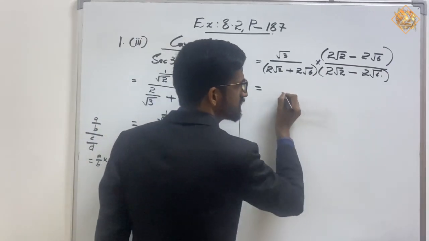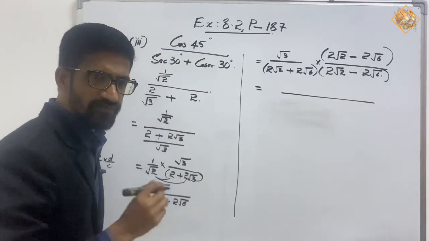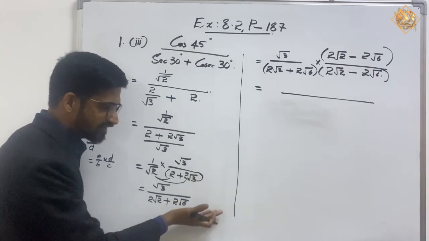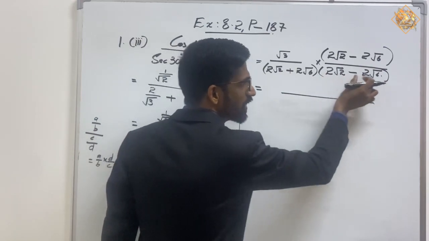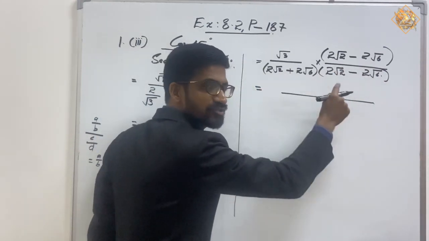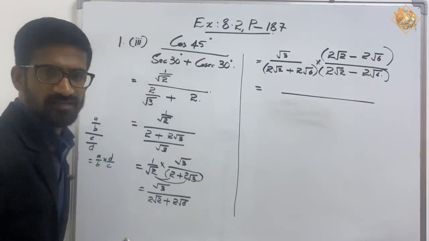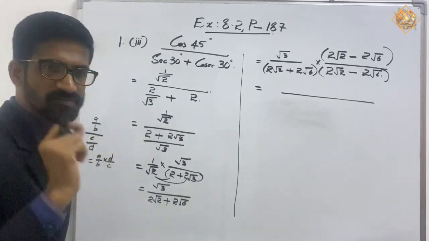Always the denominator we will get of the form a square minus b square. Whenever we take the conjugate of the denominator and multiply and divide, the denominator will be of the form a plus b into a minus b. Here it is 2 root 2 plus 2 root 6 into 2 root 2 minus 2 root 6. So definitely we can apply the formula a plus b into a minus b, which is equal to a square minus b square, isn't it?